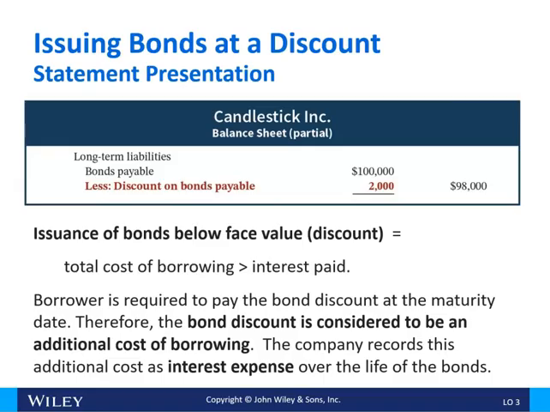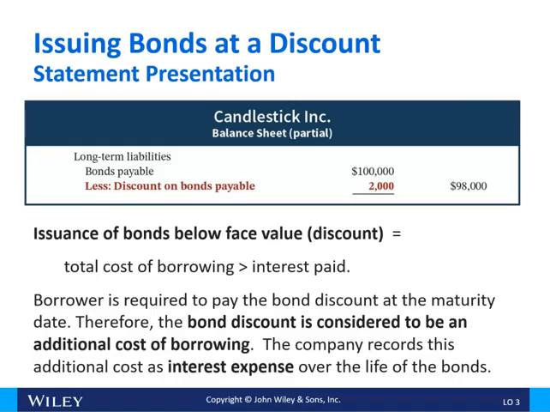So at issuance, if we did a balance sheet, we would show under long-term liabilities the bonds payable, $100,000, that's the face value, less the discount on bonds payable of $2,000, so $98,000 net. So that's why that's the contra account, so it decreases the face value. So again, issuing the bonds below face value is a discount.